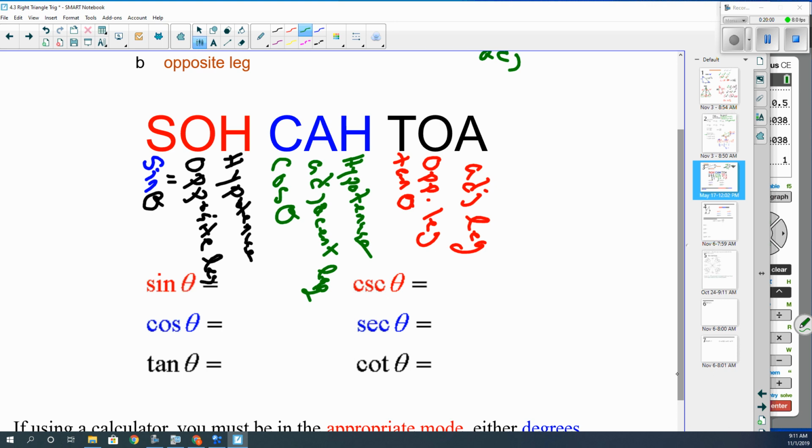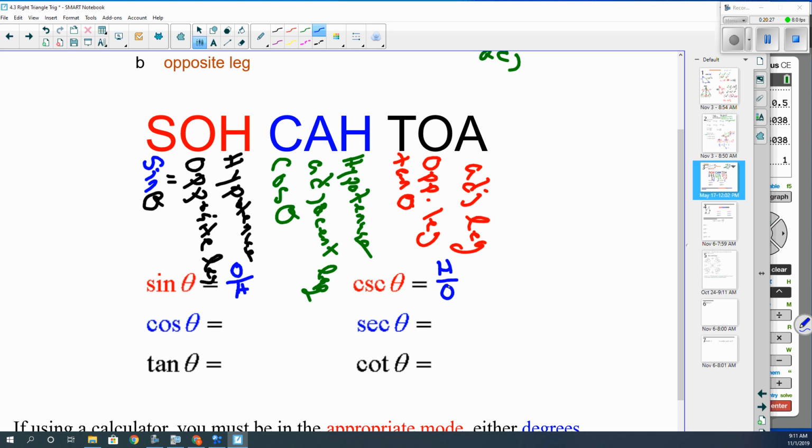So sine, I just memorize again, SOHCAHTOA, sine is opposite over hypotenuse. So then if they ask me something about cosecant, I did these in red because the red ones are the ones that are reciprocals. So if sine is opposite over hypotenuse, then cosecant should be hypotenuse over opposite. Just flip the fraction.